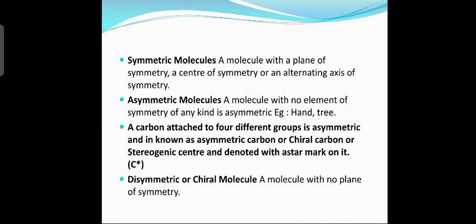So next slide. Symmetric molecules. Now what are symmetric molecules? A molecule with a plane of symmetry, center of symmetry or an alternating axis of symmetry is called a symmetric molecule. Then what is an asymmetric molecule? A molecule with no element of symmetry of any kind. That is called an asymmetric molecule.